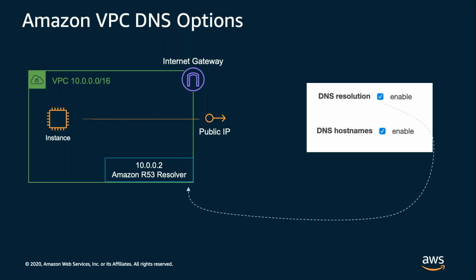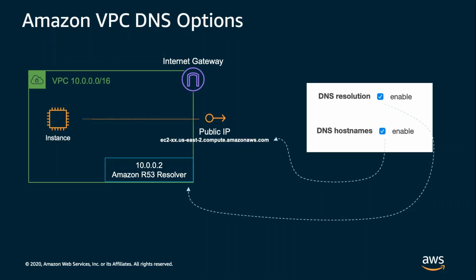And my instance can query that. And this might seem like kind of a bottleneck or something that's not highly available, but actually it's built in a way where it's highly available and scalable and provides native DNS resolution. So it's a great option for DNS resolution within a VPC, and we provide this at no cost.